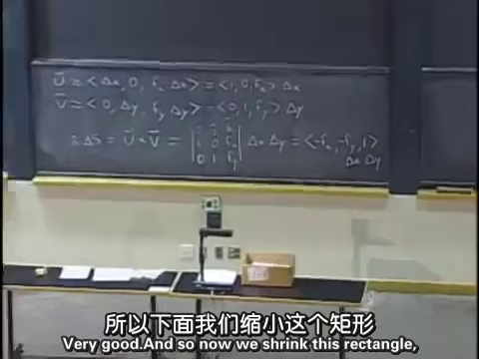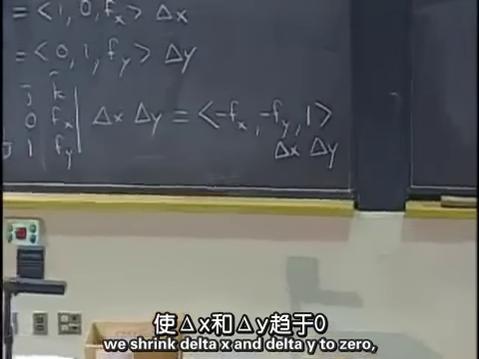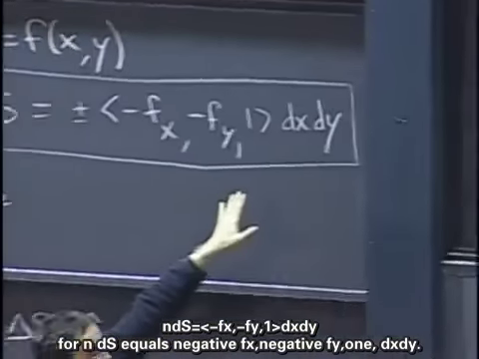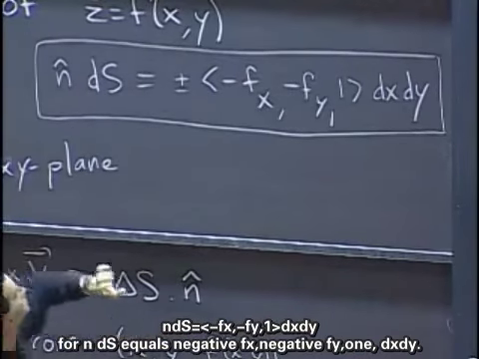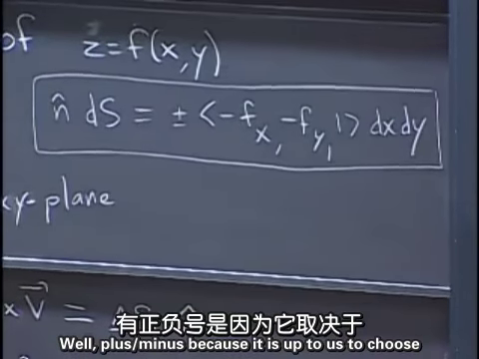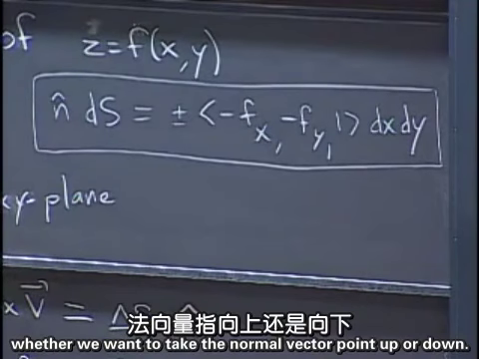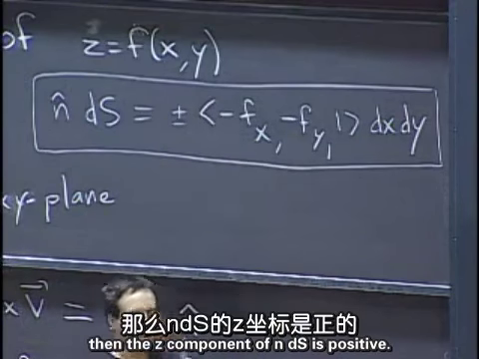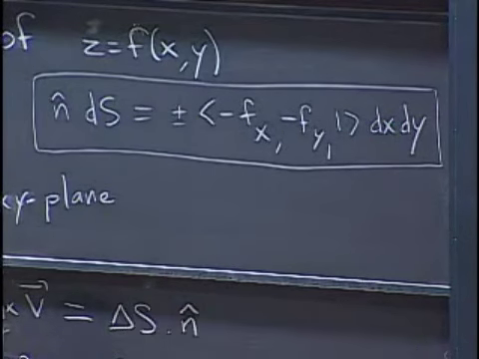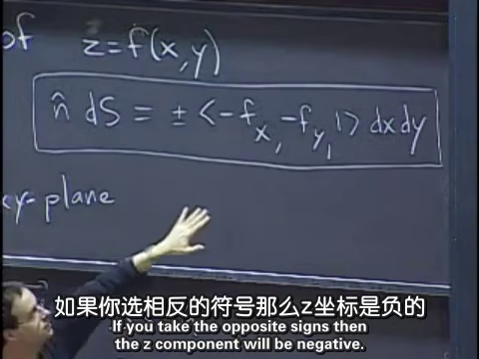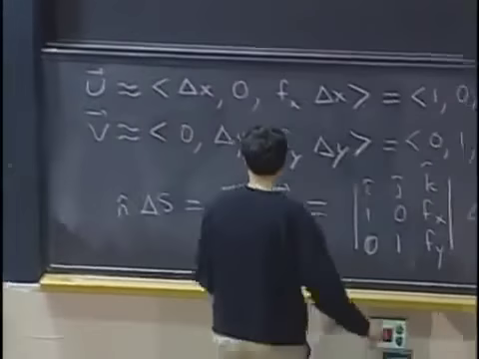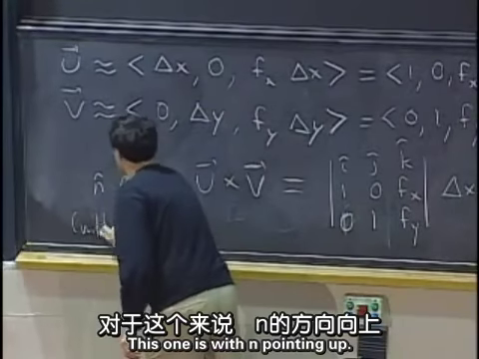And so now when we shrink this rectangle, we shrink delta x and delta y to 0, that's how we get this formula for n ds equals negative f x, negative f y, 1 dx dy. Well, plus or minus, because it's up to us to choose whether we want the normal vector pointing up or down. If you take this convention, then the z component of n ds is positive, which corresponds to a normal vector pointing up. If you take the opposite sign, the z component will be negative, which means your normal vector points down. So this one is with n pointing up.